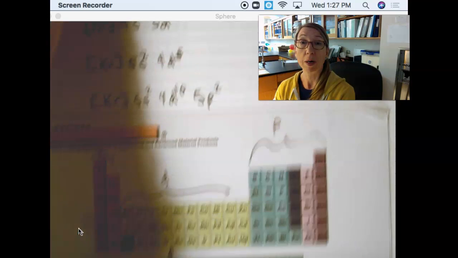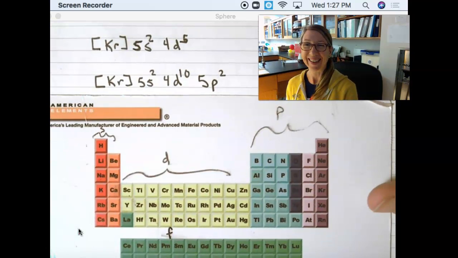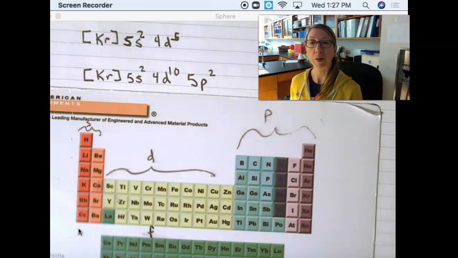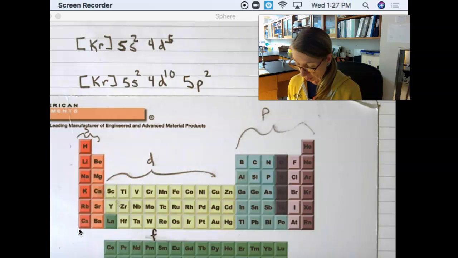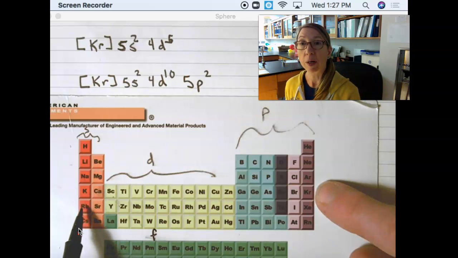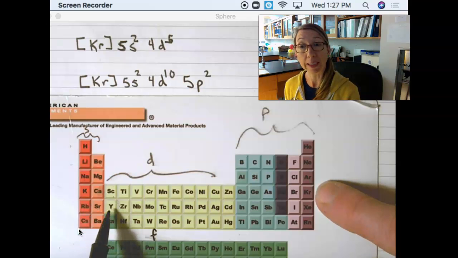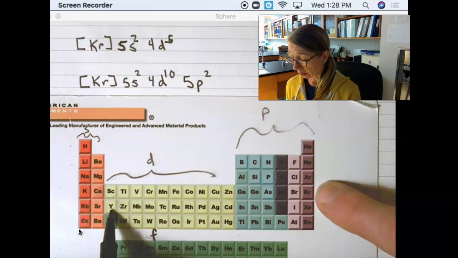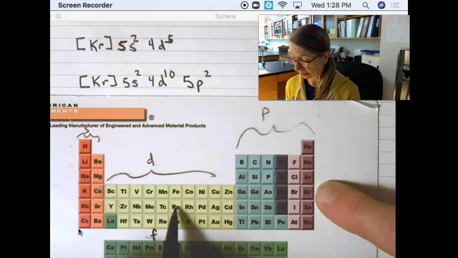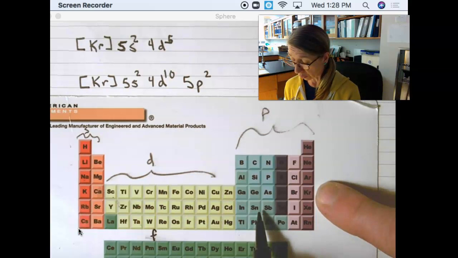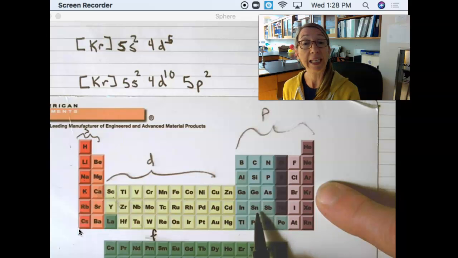Let's do one more time. We have, once again, krypton. You go to the next level, 5s, 2 of them. 4d, d is 1 less than the other levels. And we have 1, 2, 3, 4, 5, 6, 7, 8, 9, 10 in the D. And then the 5p level, there's only 2. So the element would be tin, and it is in the P block.